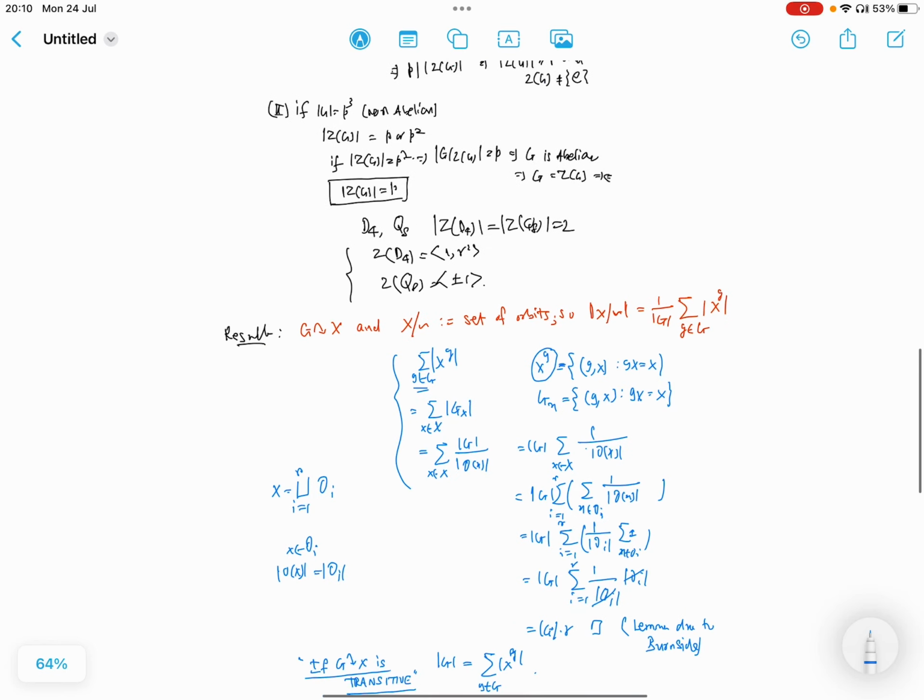So I will just start with the definition of what is a representation. So this is a representation. And remember, we already talked about finite groups.